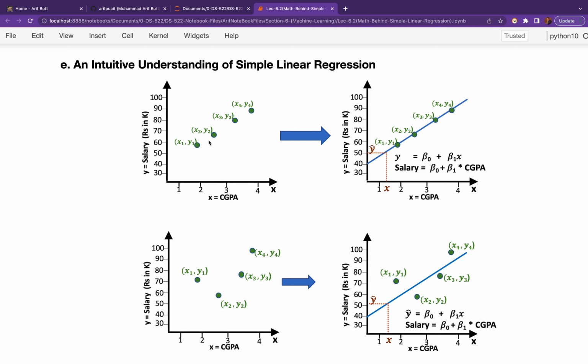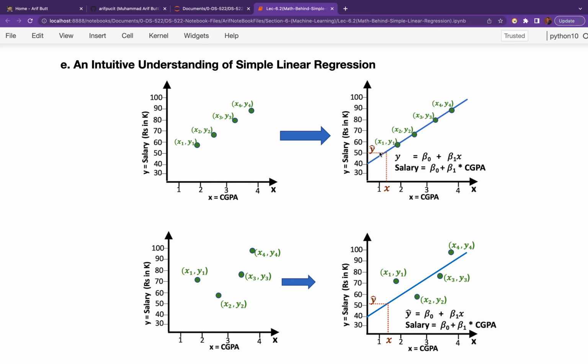Now, since these four data points are collinear, we can easily draw a line that passes through all the 4 points, as shown in this top right line plot. This line is called the regression line, and we can use this to predict. For example, you tell me a new CGPA value that is not there in the existing data set, and I can predict the corresponding salary package that will be offered to that student. And this is shown over here in the dotted line. You give me a new input x and I predict, and this y hat shows the prediction.